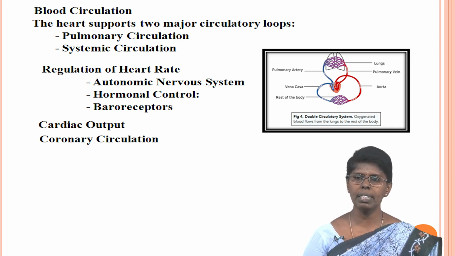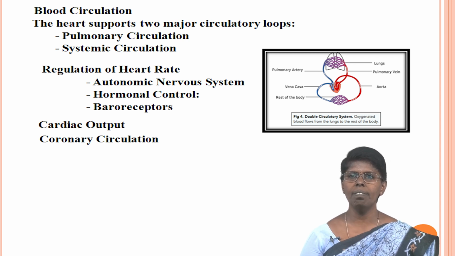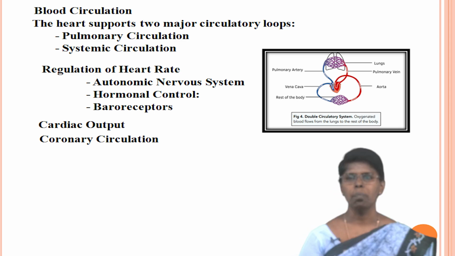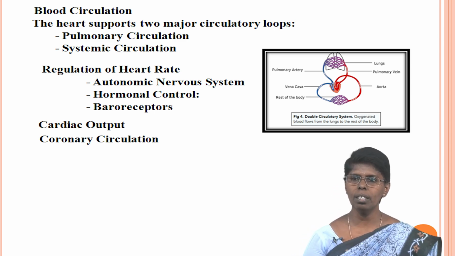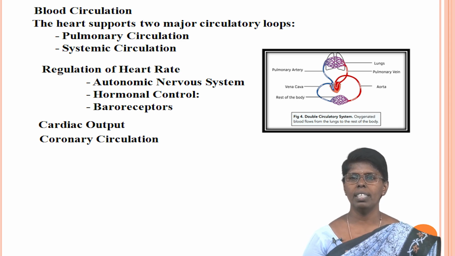Now we see the systemic circulation. The left side of the heart pumps oxygenated blood to the rest of the body through the aorta. Oxygen and nutrients are delivered to the tissues, and carbon dioxide and waste products are picked up. Deoxygenated blood returns to the right atrium via the superior and inferior vena cava.